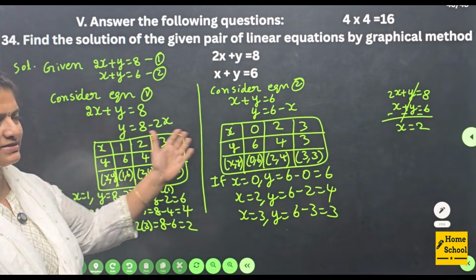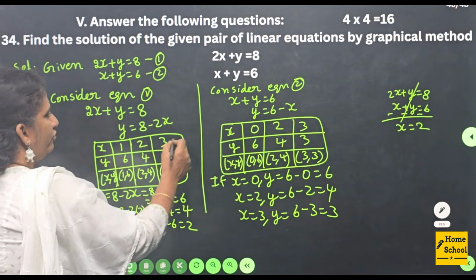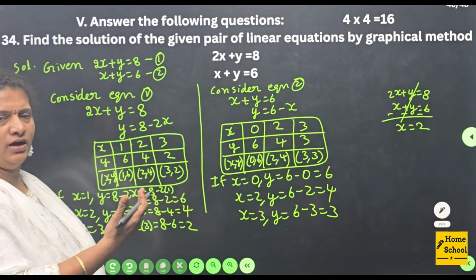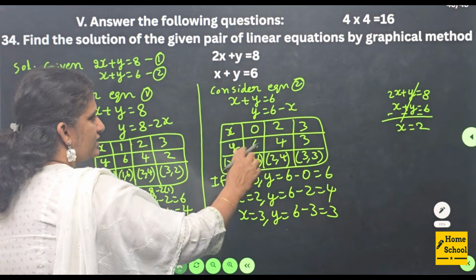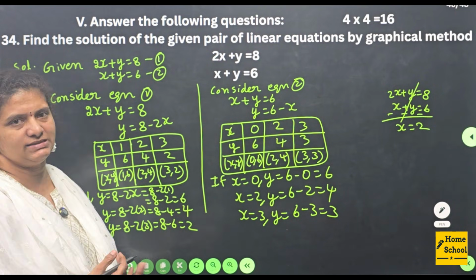Observe the x values, children. 1, 2, 3, 0, 2, 3. So the greater number is 3. In the same manner for y: 6, 4, 2, 6, 4, 3. So the bigger number is 6.